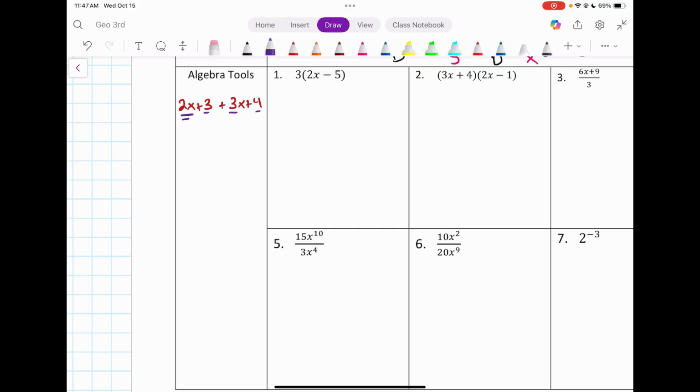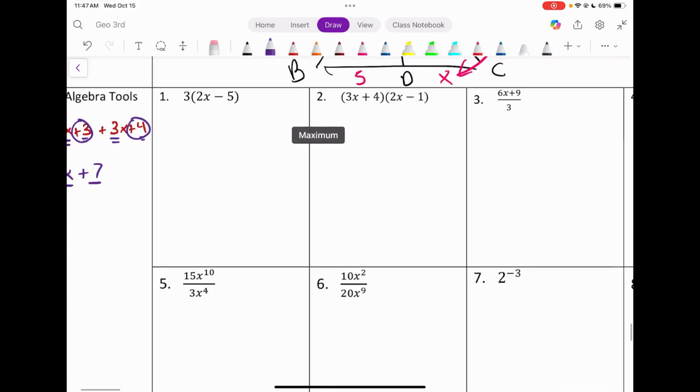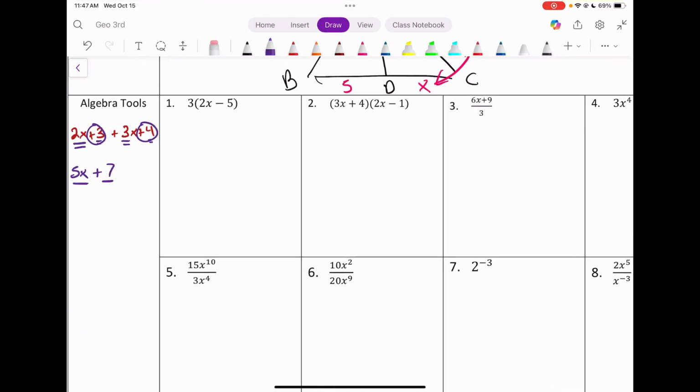So here the 2x cannot be combined with a 3, it cannot be combined with a 4, it can only be combined with a 3x. 2x's plus 3x gives you a total of 5x's. 3 and 4 are also like terms. When you combine them, it gives you plus 7, and these cannot be combined. However, multiplication and division, you can multiply or divide anything as long as you're only multiplying the things that are alike.